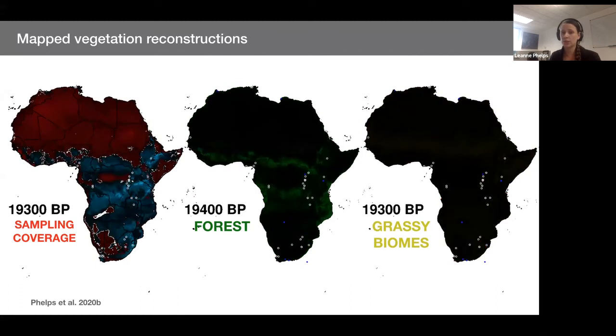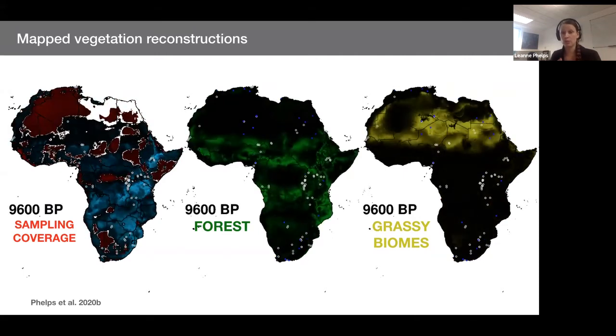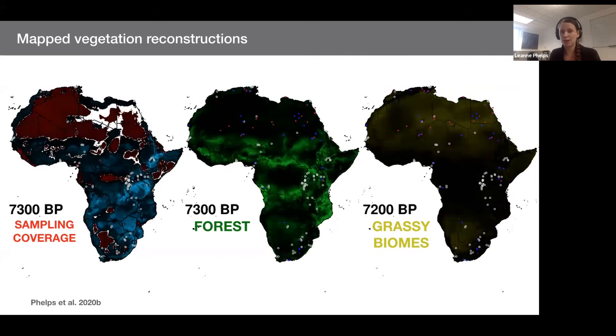So the blue areas are places where these climates are well sampled, and the red areas are places where we don't have very good sampling. So we need to be wary of places where we don't have very much information.